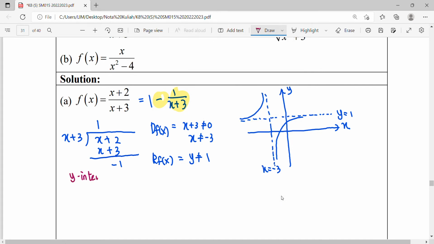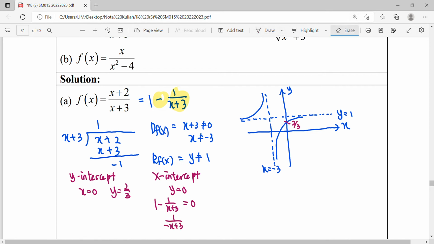For the y-intercept, you calculate with x equals 0. So your y here will be 2 over 3. Label 2 over 3. So for the x-intercept, your y will be equal to 0. So this function will be equal to 0. So what's your result here? So this equals negative 1.